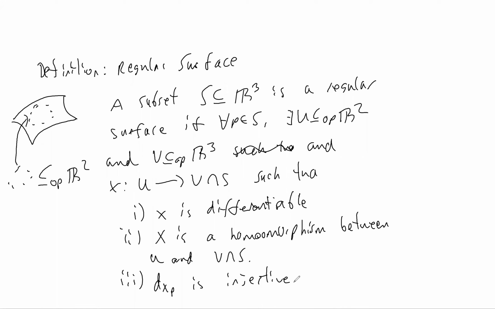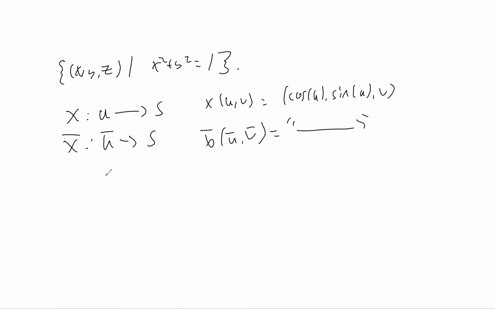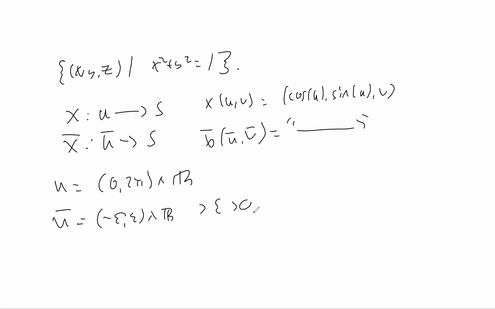Okay, so an example of a regular surface: you can just take the set of all points (x, y, z) where x squared plus y squared is equal to 1, and you can come up with two parameterizations, x from U to S and x bar from U bar to S, such that x of (u, v) is going to end up being (cosine of u, sine of u, v). x bar from U bar to S is the same thing, but with bars on the u's and the v's. And then you're going to have U equal to (0, 2 pi) cross R, and then U bar equal to (negative epsilon, epsilon) cross R for some epsilon greater than 0, preferably less than 1, so we don't end up overlapping again, so we end up having that homeomorphism. You can kind of take my word for it that these satisfy all the possible properties. You can check for yourself if you want.